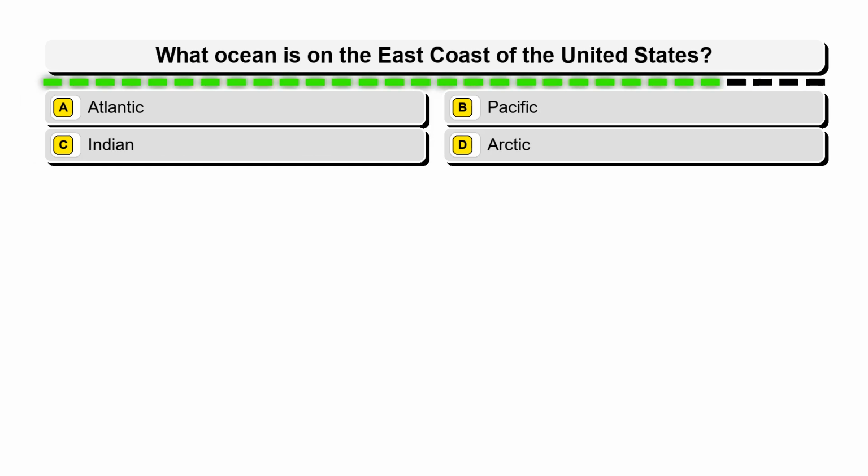Question 32. What ocean is on the east coast of the United States? Option A, Atlantic. Option B, Pacific. Option C, Indian. Option D, Arctic.